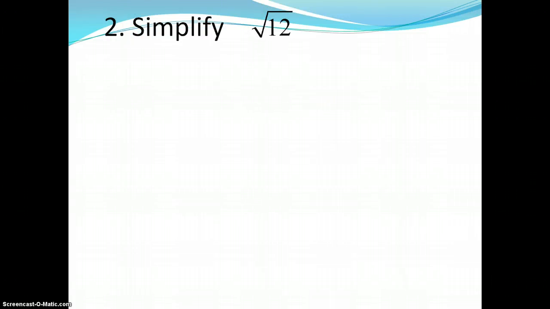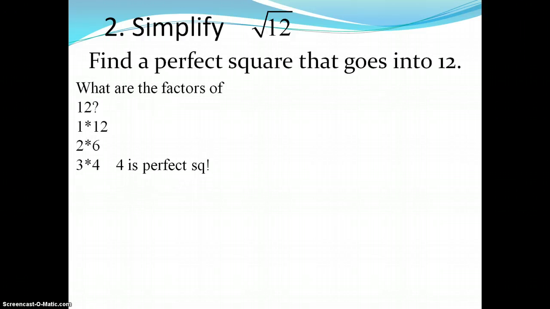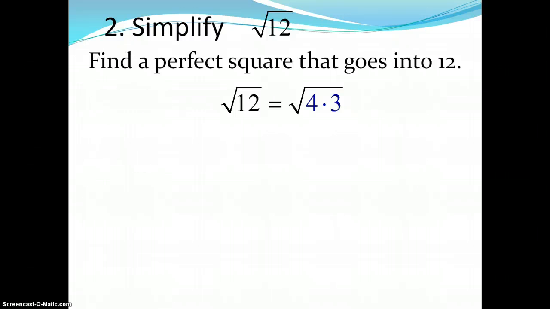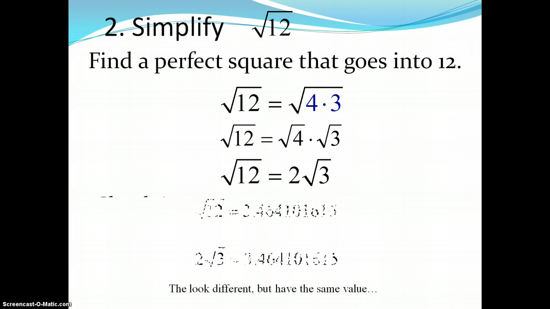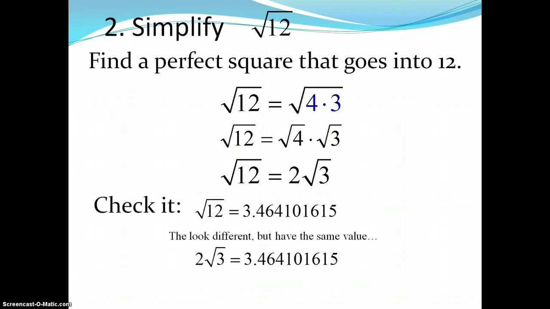So in number 2, we've got 12. We want to break that apart into two numbers where one of them is a perfect square. In this case, you can see that we can take 12 and have 4 times 3, because 4 is a perfect square. Well, I can take the square root of 4, so the square root of 4 is 2. Once I've done that, it comes out from underneath the radical sign, and then the square root of 3 will stay under. So the square root of 12 is the same thing as 2 times the square root of 3.